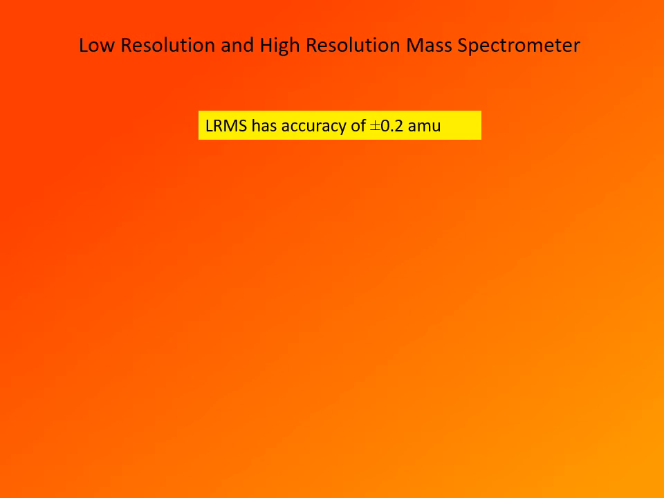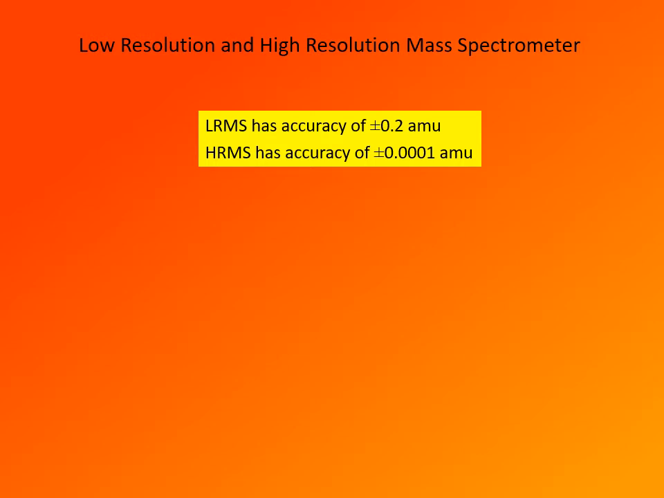A much more accurate and much more sensitive instrument is the high-resolution mass spectrometer, and that one has an accuracy of 0.0001 atomic mass unit. Obviously much higher accuracy, and much higher accuracy, of course, comes at much higher cost.